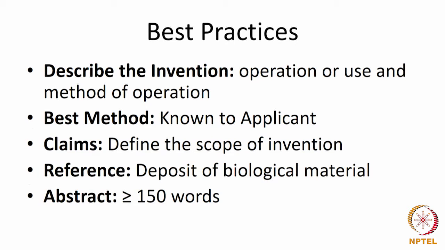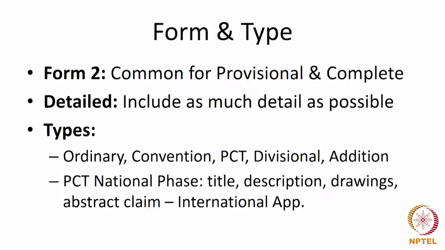So, if there is a reference to biological material, then the deposit of the biological material has to be done, and the abstract should be not more than 150 words. Form 2 is the form by which you file provisional and complete. It has to be a detailed explanation.